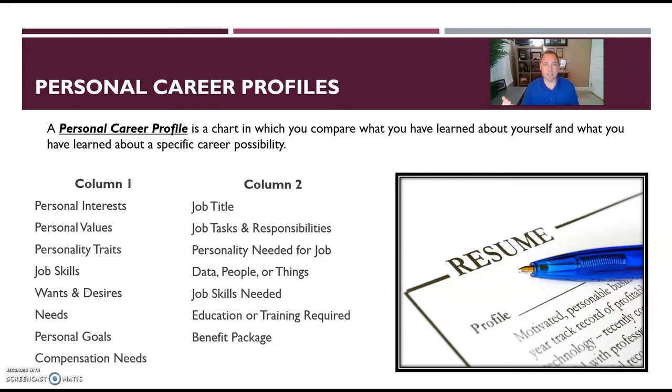These are the job tasks and responsibilities, the compensation. Does it work with data, people, or things? What are the skills needed? Do I have to get education or training? These are all factors. And then you compare them side by side.